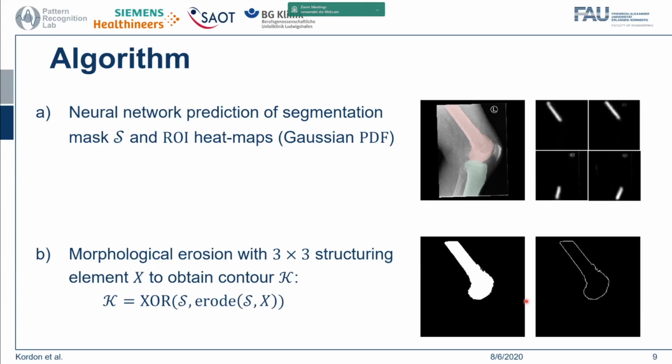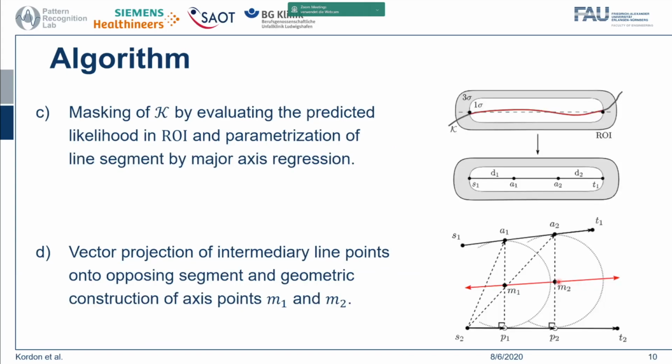Then we extract the bone contour by using a logical operation with the original segmentation mask and a binary eroded version of this mask. Then we obtain something like this here, which is a 1 pixel border or 1 pixel contour of this bone. In the next step, we actually want to restrict it to the shaft portion we are interested in, and we do this by masking the contour we just extracted with these likelihood region of interest encodings.